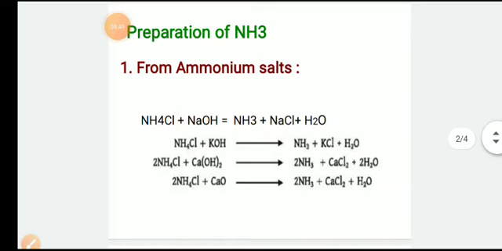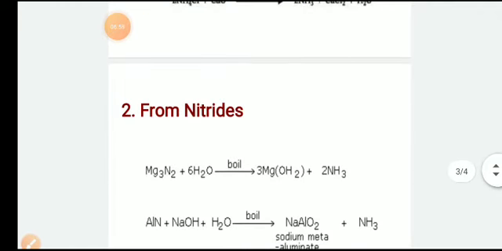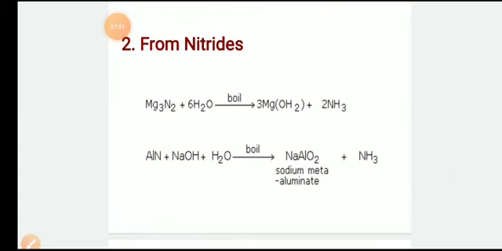The first process is from ammonium salts we can prepare ammonia. Whenever we treat ammonium salts with any base, we will get ammonia. And the second way is whenever we use nitrides, that is either magnesium nitride or aluminum nitride, and treat it with water and a slight amount of NaOH, it will give a salt and a base, and ammonia. So by this way also we can produce ammonia.